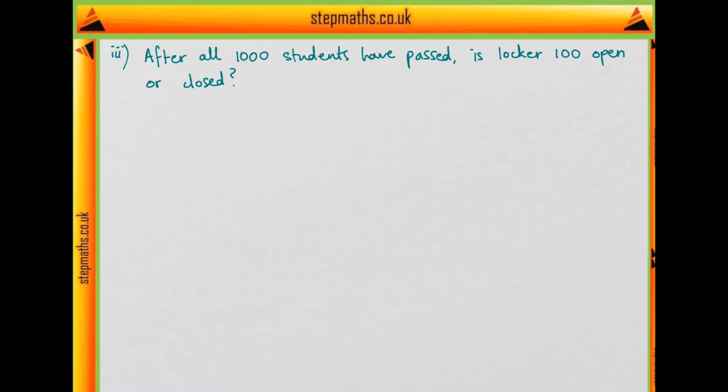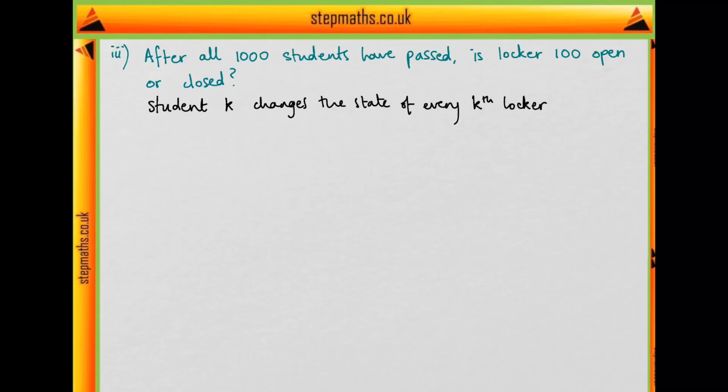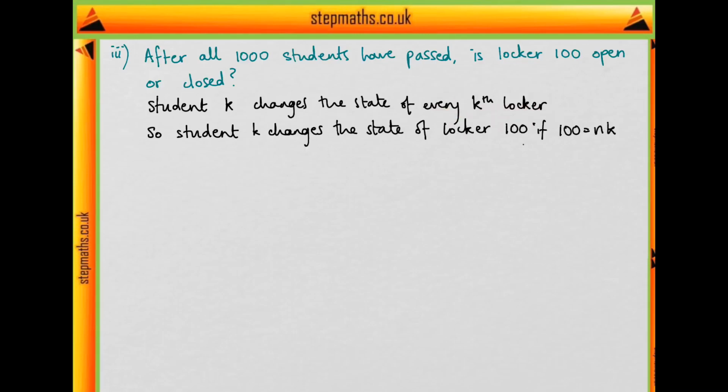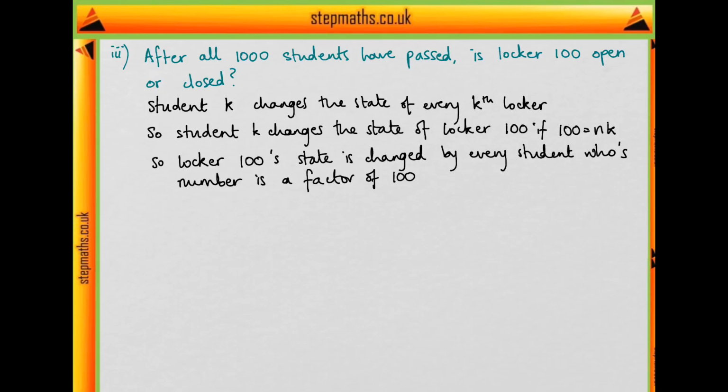Okay, now for part 3 it says, at the end, after all 1,000 students have passed, what is the state of locker 100? So if we think about which students will change the state of locker 100, the kth student changes the state of every kth locker, and so that means student K is only going to change the state of locker 100 if 100 is some multiple of K. But then if 100 is a multiple of K, then K is a factor of 100. So we see that locker 100's state is changed by every student whose number is a factor of 100.